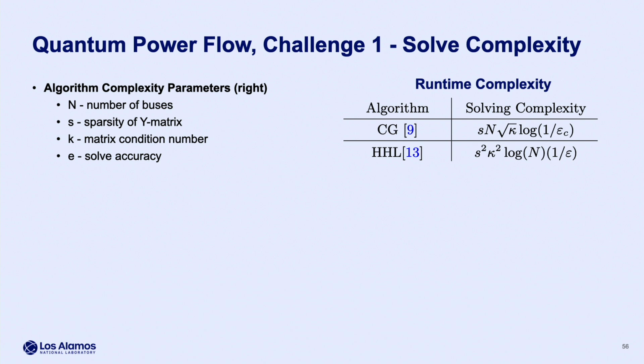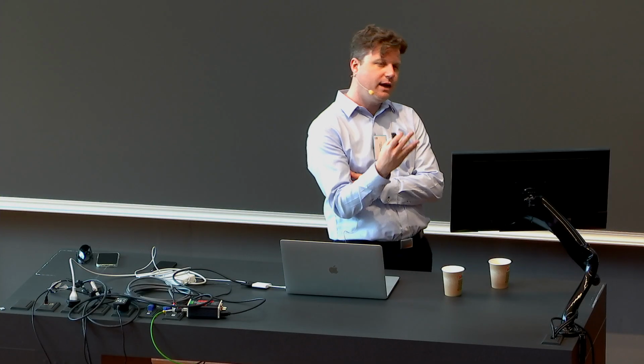Indeed, the quantum algorithm is logarithmic in N, so it's logarithmic in the number of buses you have in the system. However, it has a quadratic dependency on sparsity and a quadratic dependency on condition number. So these details are important, right? What happens with all these other parameters. I think in many quantum algorithm papers, they'll say, oh yeah, there's a way to make the condition number constant or small or whatever. I don't think that's true in general.